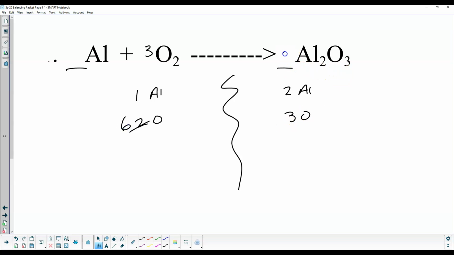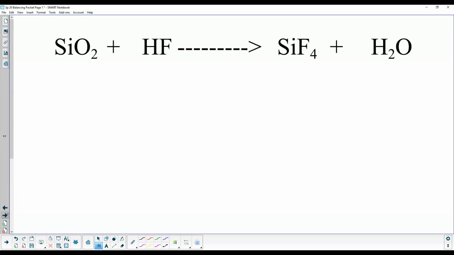So if I put a 3 here, 3 times 2, this turns into 6. How do I get 6 over here? I need to put a 2 in front. That's going to make 2 times 3, I have 6 oxygens. But at the same time, it also changes my aluminum to 4. Then all you have to do is put a 4 in front of the aluminum, and you're good. 4, 3, and 2 are the coefficients. Okay, let's see here. Next one.